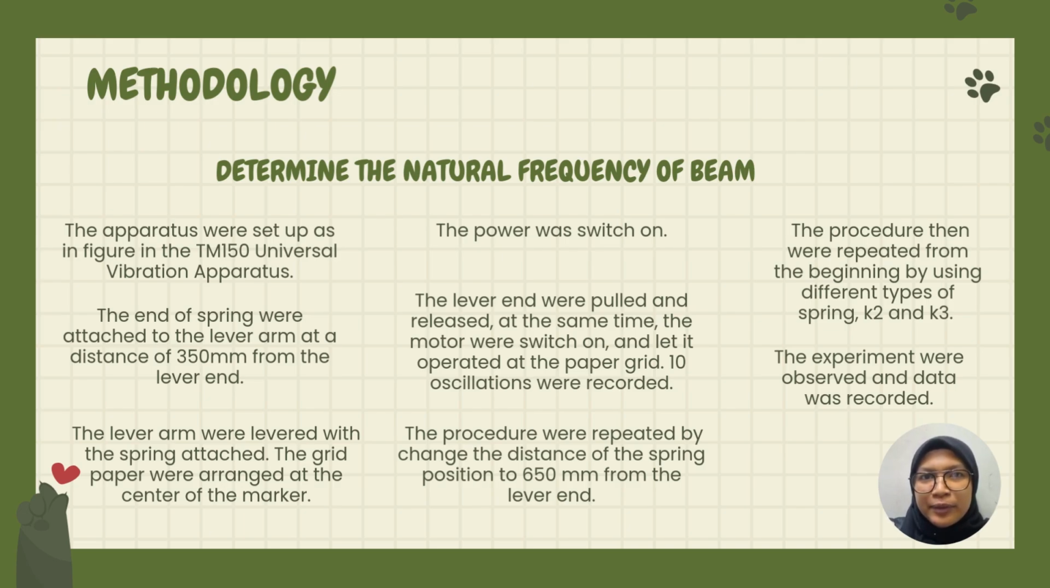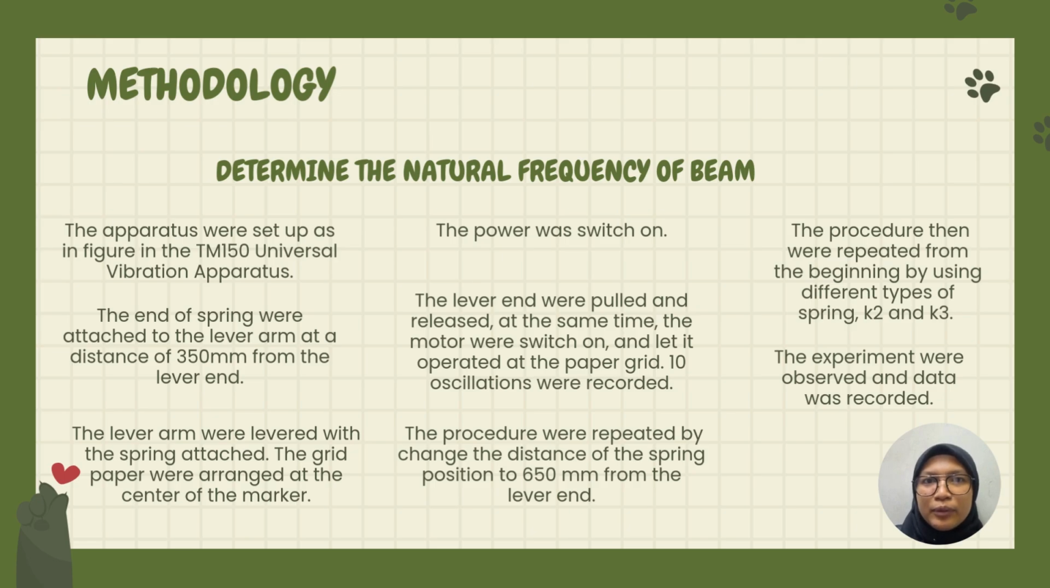For the next experiment, the second experiment is to determine the natural frequency of the beam. The apparatus was set up as in the figure in the TM115 universal vibration apparatus. The end of the spring was attached to the lever arm at a distance of 350 mm from the lever end. Then, the lever arm was leveled with the spring attached. The graph paper was arranged at the center of the marker. The power was switched on. The lever arm was pulled and released.